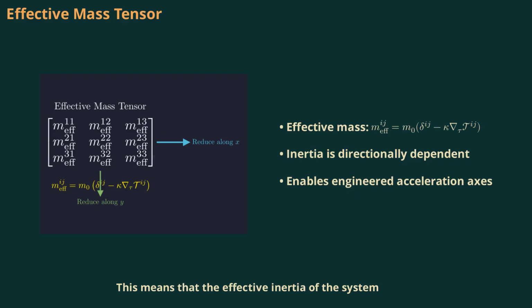This means that the effective inertia of the system can be reduced or even nullified along certain directions, depending on how the vacuum stress tensor is engineered. Such control over inertia is unprecedented in classical physics and is central to the unique dynamics of AEON STRATUM PRIME.